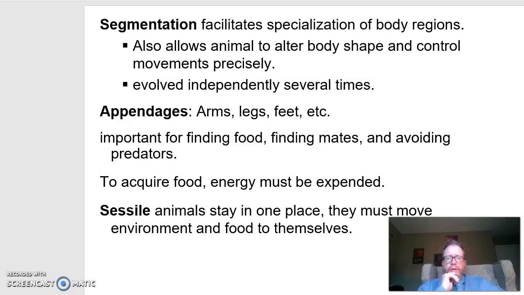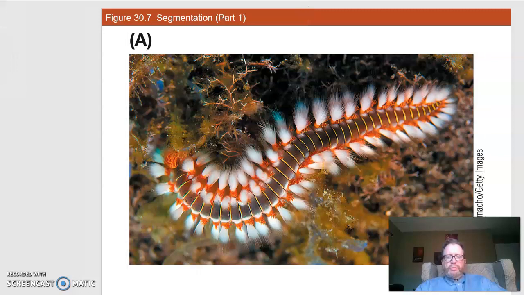So segmentation is the idea that an animal's body plan is broken up into segments. Now, segments, as you see here, this is a fireworm, and I actually saw one of these guys about as big as your finger.